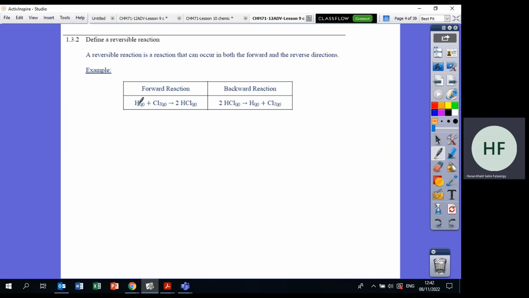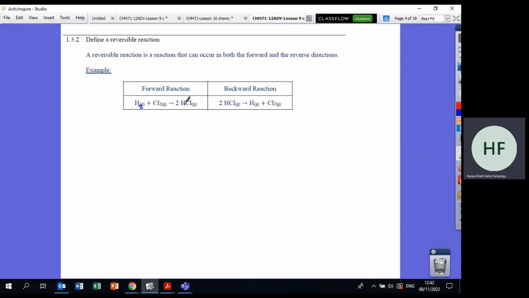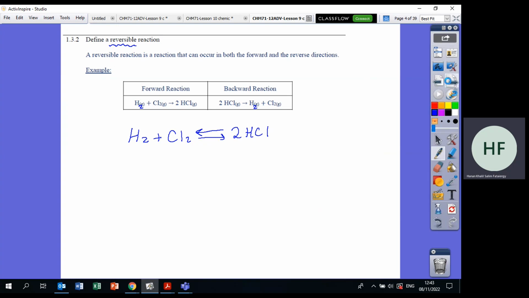Now, I have these two reactions. H2 plus Cl2 gives me 2HCl, and 2HCl gives me H2 plus Cl2. Can I combine these two reactions in one reaction? Okay, I will start with this. H2 plus Cl2 gives me 2HCl. Now, the opposite is 2HCl gives me H2 plus Cl2. I will represent it by this arrow. So a double arrow means two reactions, one in the forward direction and one in the backward direction. I say the reaction is reversible. Reversible means it can go forward and it can go backward.